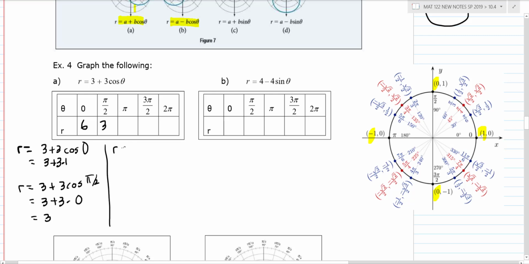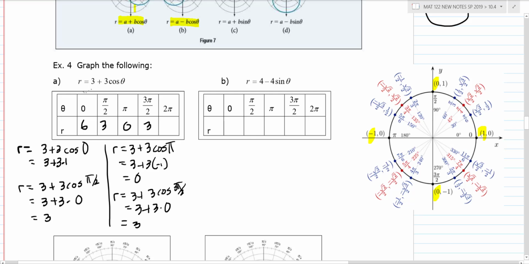Then we go to pi. So we'd have r equals 3 plus 3 cosine of pi. Cosine of pi is negative 1. So we get 3 plus 3 times negative 1. That gives 0. That's where the dimple kind of comes together. And then the next thing we'll look at is 3 pi over 2. So we have r as 3 plus 3 cosine 3 pi over 2. So that's 3 plus 3. Again, the cosine of 3 pi over 2 is 0. So that'll give 3. And then when we go back here, it'll be the same thing. Since those angles are coterminal, then that will repeat itself again like that.